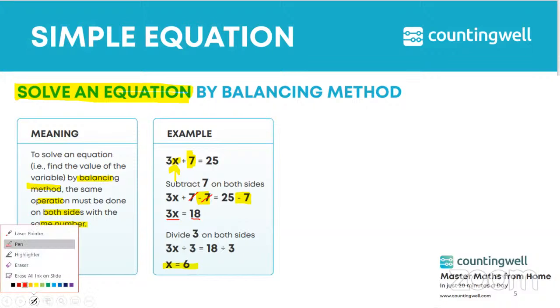Now divide by 3. If you divide by 3 on LHS, you will get x. So you have to do the same on RHS. So you are dividing 18 by 3. So we have 3x divided by 3 is x and 18 divided by 3 is 6. So x equals to 6 is the solution of the given equation 3x plus 7 equals 25 by balancing method.